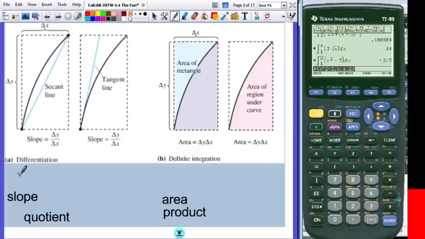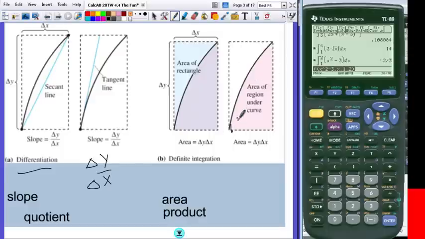On the left I have differentiation, so I had a curve here and I find the slope of a line, so we use it to find the slope of the line or the change of a line or slope of a tangent. Slope of a tangent is basically saying change of y over change of x. You have to divide. Well, with integrals, integration, you're actually finding the area of a region under the curve. So it's a little different.